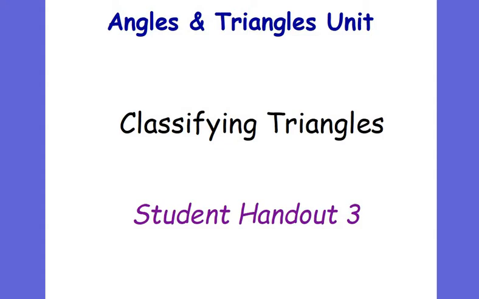And this is student handout 3. We learned our 4 definitions: complementary, supplementary, vertical, and adjacent. Those were dealing with just angles. Now we're moving on to triangles. So how many angles do you think is in a triangle? 3. So now we're combining 3 angles together and taking a look at that to see the uniqueness of triangles.